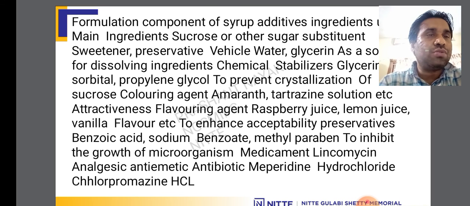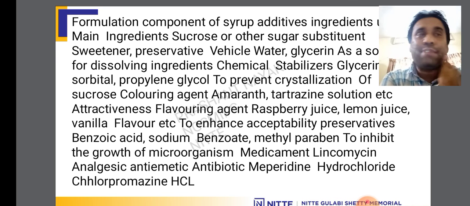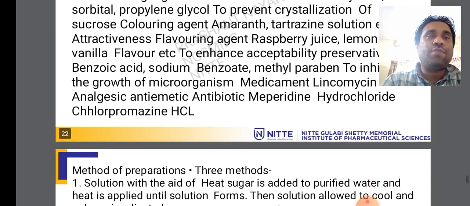Medicaments which can be used: lincomycin, analgesics, antibiotics, chlorpromazine. So these are all the things which can be incorporated and made into a solution. So basically the formulation should have a sugar, glycerin, preservative, coloring agent, flavoring agent, and the medicament, simply mixed and given in a bottle or a suitable container. So this is the syrup formulation.